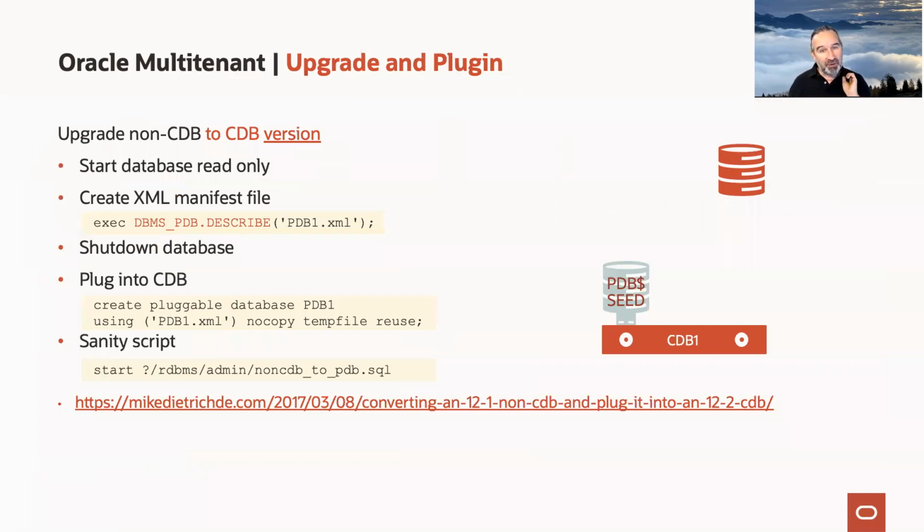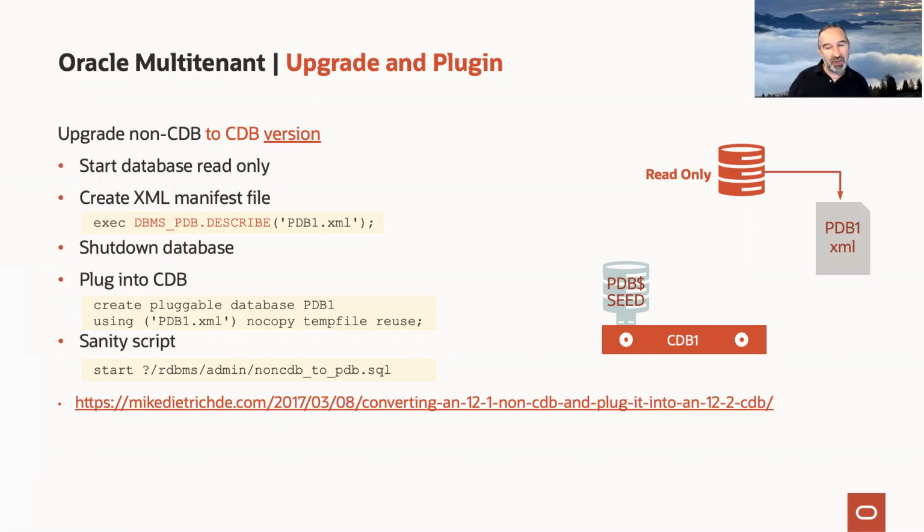Now, when we upgrade in plugin, first of all, you could also plug in first and then upgrade. But for a big reason, we recommend this approach with 19c because we have a fallback for the upgrade part. You upgrade to the matching version. So you have a CDB here on the slide, CDB1, which is 19.8, and I upgrade my database at first to 19.8. Then I start it in read-only, and I create this XML manifest file.